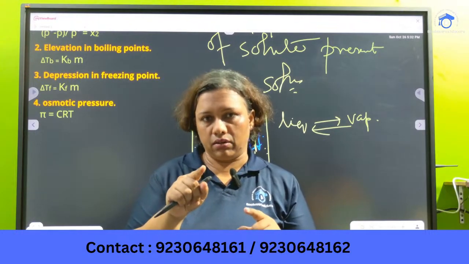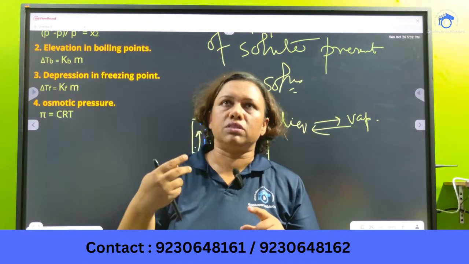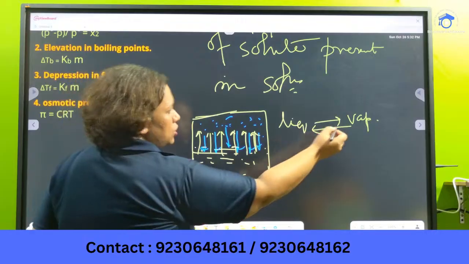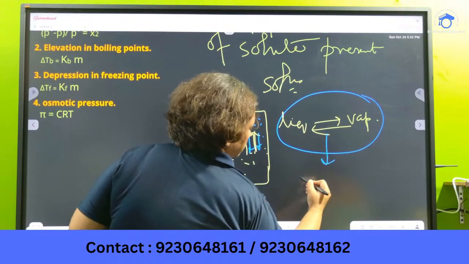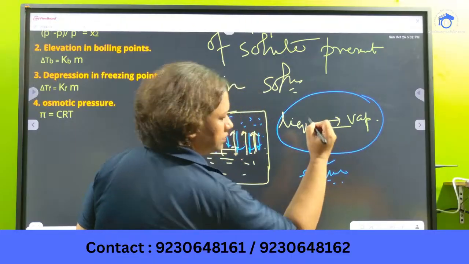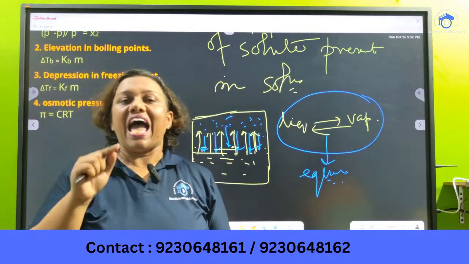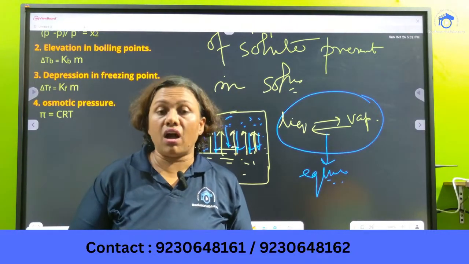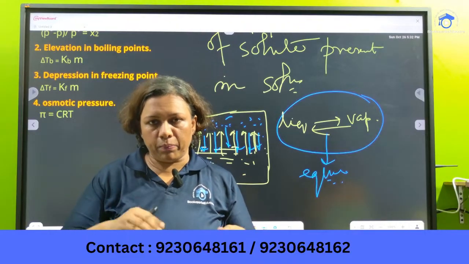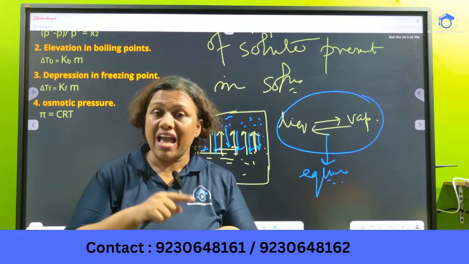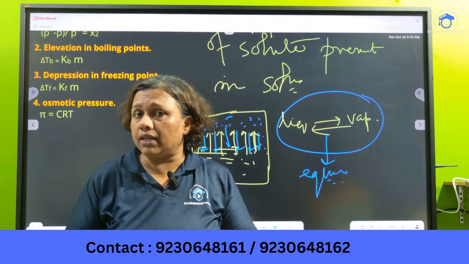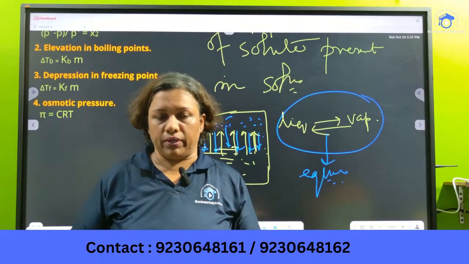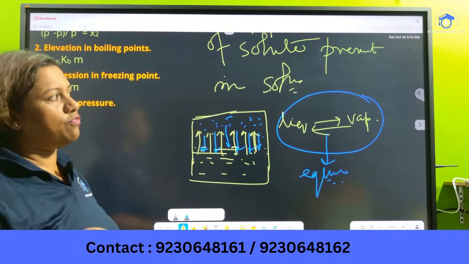Mind it, it is in a closed container. It cannot be possible in an open one because the vapor will evaporate out. So at this equilibrium, follow the definition a little. At this equilibrium, when the rate of liquid to vapor and vapor to liquid are equal, the pressure that the vapor exerts over the liquid surface at that temperature is called the vapor pressure of that liquid. So this is our vapor pressure.